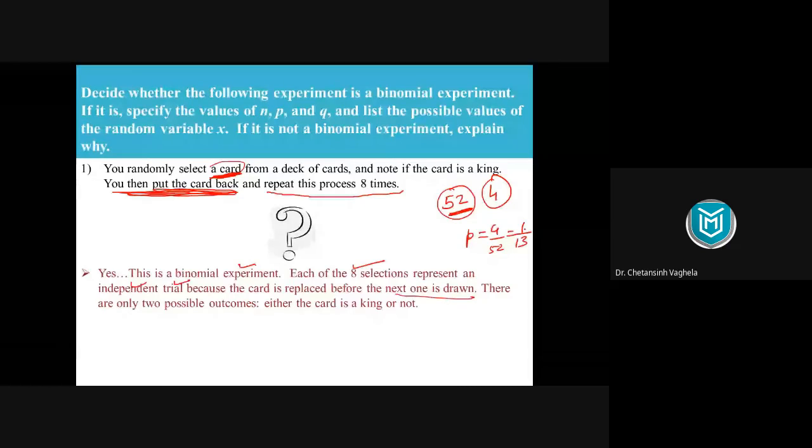हर बार जो हम 8 बार वो पिक कर रहे, हर एक बार probability of getting king will remain same because we are replacing the card. Is it? So we are repeating the trial for 8 times. So the value of n will be 8.